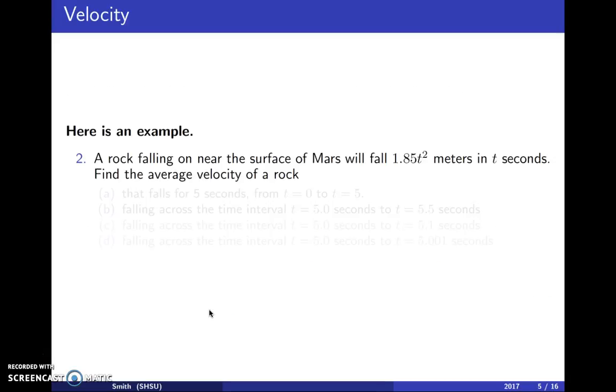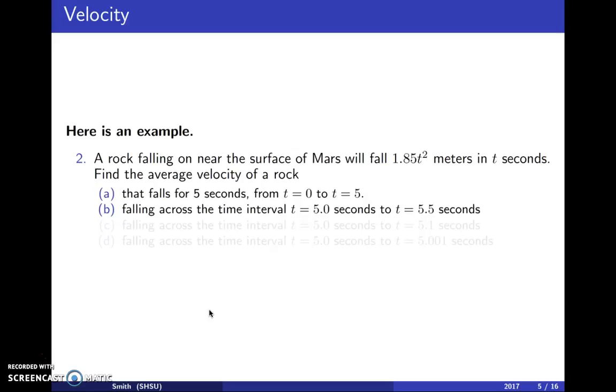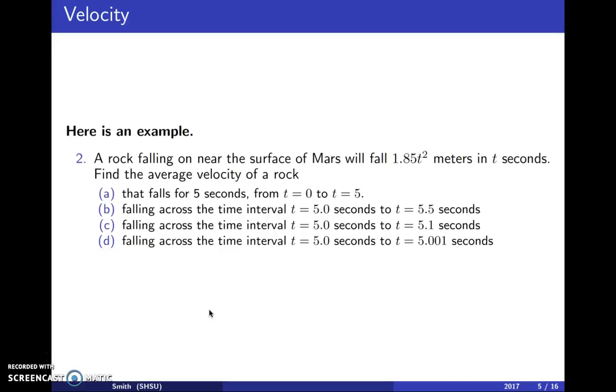Here's an example. A rock falling on the surface of Mars will fall at 1.85 t squared meters in t seconds. Let's find the average velocity of the rock if it falls for 5 seconds from time 0 to time 5, or if it falls from 5 to 5.5 seconds, or across the interval from t equals 5.0 to 5.1. We have here 4 little sub-problems based on an equation for how far a rock travels when it's falling on the surface of Mars. In each of these, we want the average velocity of the rock, and so we're going to have some slope problems.